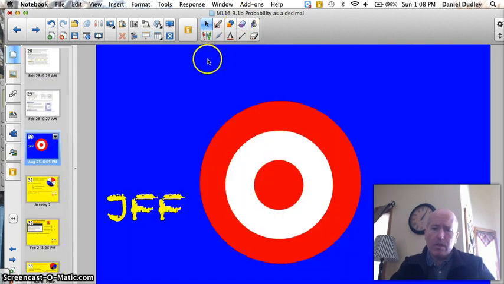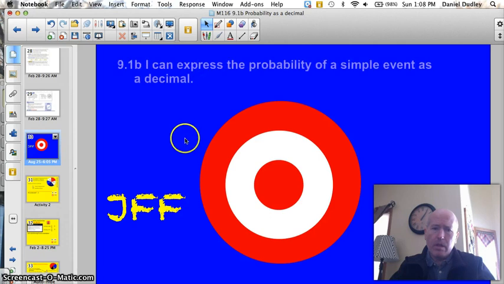Let's get to the official target for tonight. 9.1b. I can express the probability of a simple event as a decimal.